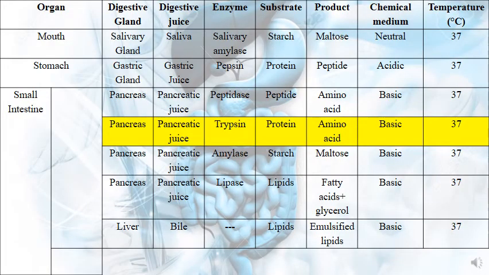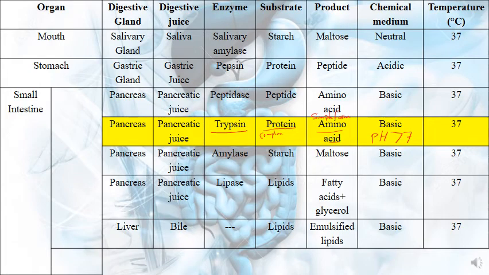Moving to the second enzyme, we are also talking about the pancreas. The pancreas secretes a juice called pancreatic juice. Here we have an enzyme, trypsin. Trypsin works on protein to give amino acid. Protein is the complex form, while amino acid is the simple form. So here it digests the complex into the simple immediately, and the medium is basic, meaning that the pH is greater than 7 and the temperature is for sure 37 degrees Celsius.